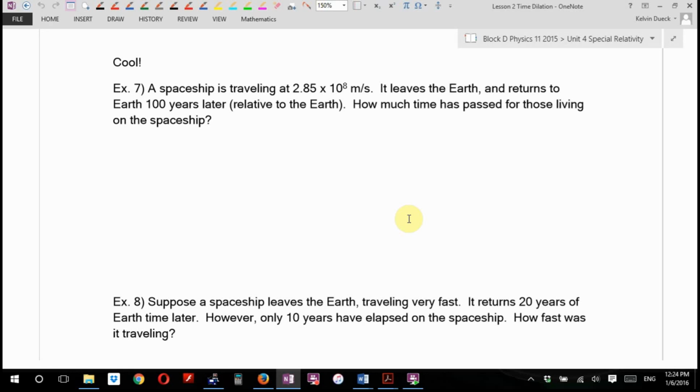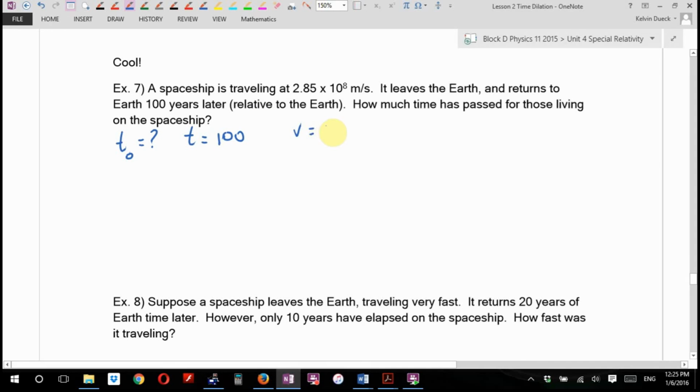Hey, let's do another one. This time, I'm not going to give you the speed as a percentage of the speed of light. This time, I'm giving you the speed in meters per second. So a spaceship is traveling that fast. It leaves the Earth and returns to Earth 100 years later relative to the Earth. How much time has passed for those living on the spaceship? What's this question asking me to find? Which time? Because there's always two of them. Okay, on the spaceship. So how much time passed back on Earth? Okay.